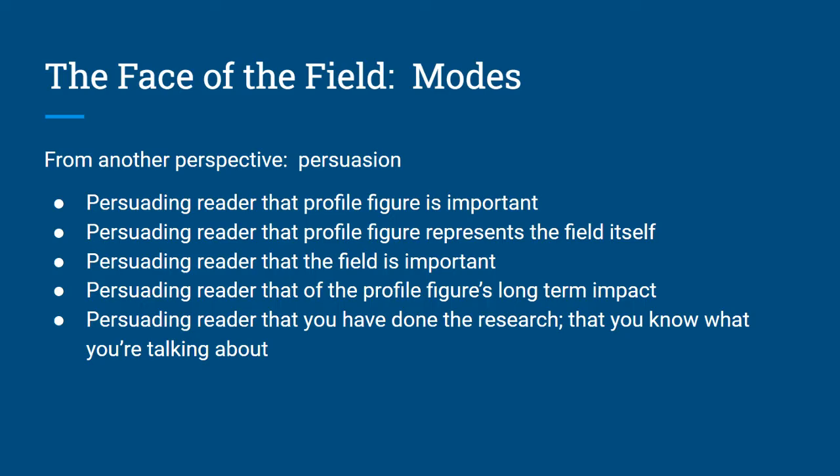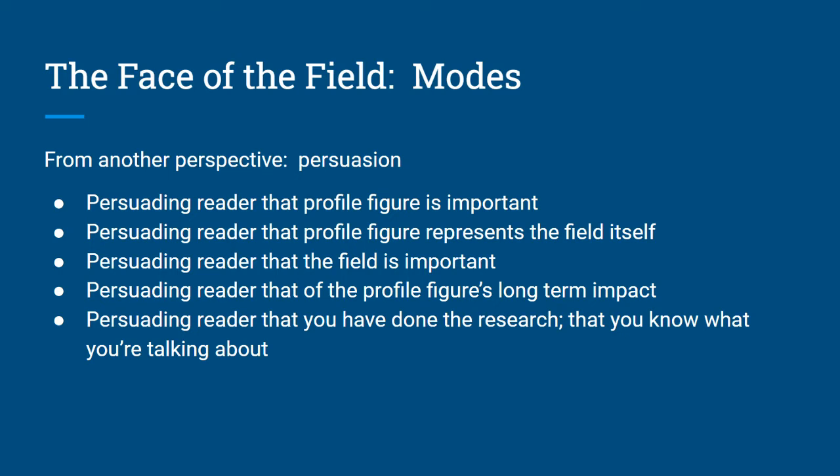The essay relies upon our assertion at the beginning of the person that we've chosen. After that, the examples that we use to show how it is that they are the current face of the field will be examples that we construct through narratives and examples that we construct through description.